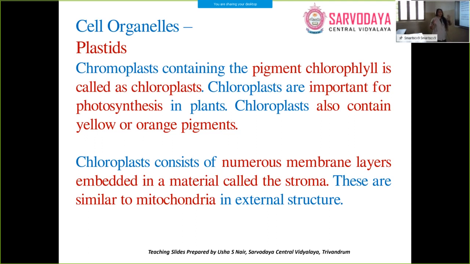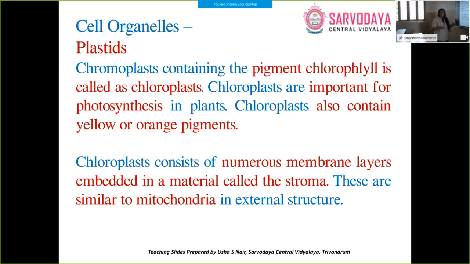So chromoplast, here in the book it's given, also text is given. Chromoplast, I said they're colored plastids. So here, when they contain the pigment chlorophyll, they are called chloroplast. Obviously, containing the chlorophyll, it is known as chloroplast. And chloroplasts, obviously, are important for the process of photosynthesis.